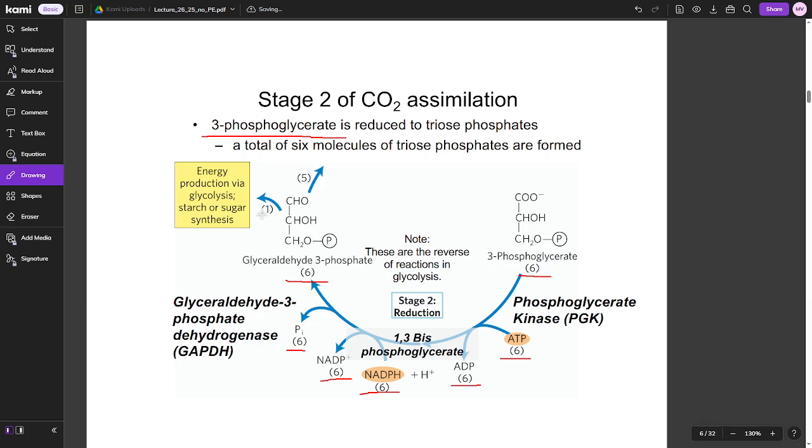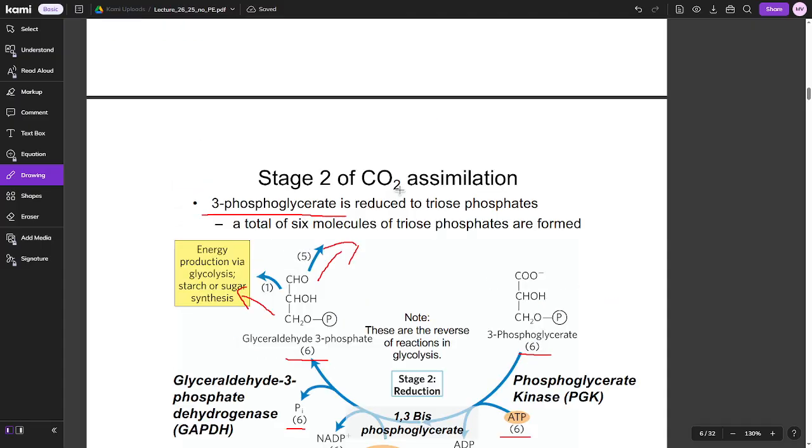And what ends up happening here is that one of these glyceraldehyde 3-phosphates leaves to go help become a sugar, right? And the other 5 go back and turn into RuBP, ribulose 1,5-bisphosphate.